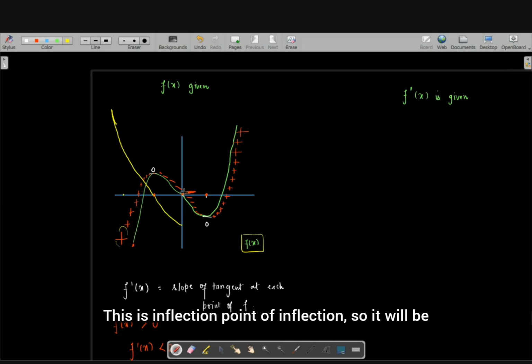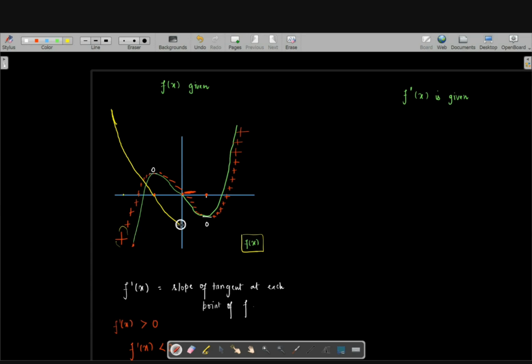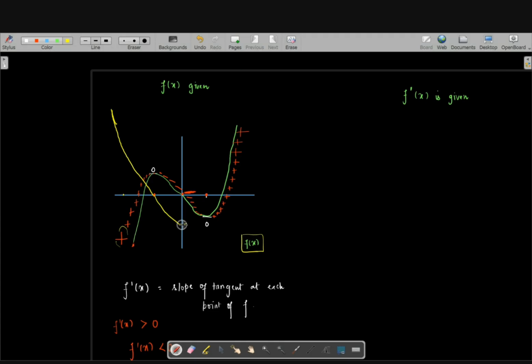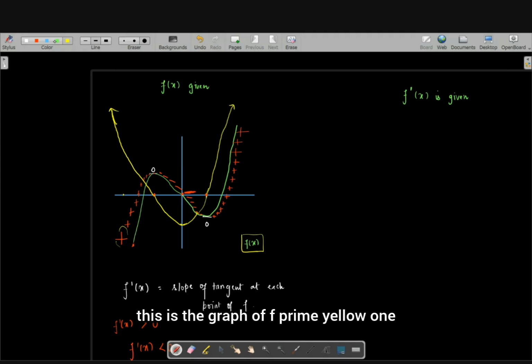Then at this point, this is inflection, point of inflection. So it will be most negative here. And then after this point, it's still negative. I mean, f is still decreasing, but the negativity starts decreasing. So it will start coming up, up, up. Then at this point, it will become zero. So it will cross the x-axis and then it will be positive. So it will be kind of like this. This is the graph of f prime, yellow one.